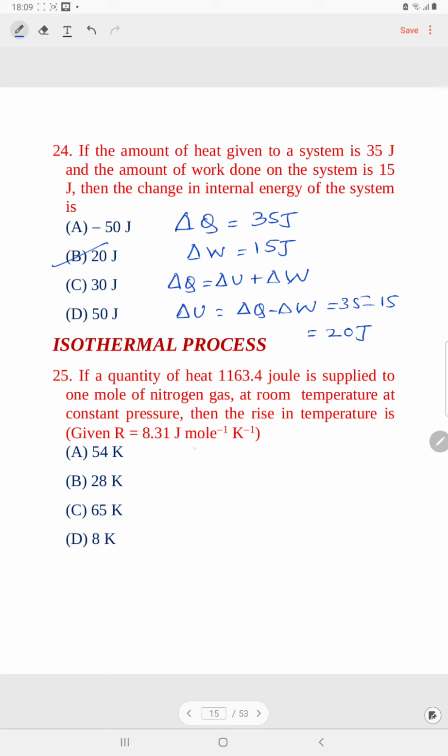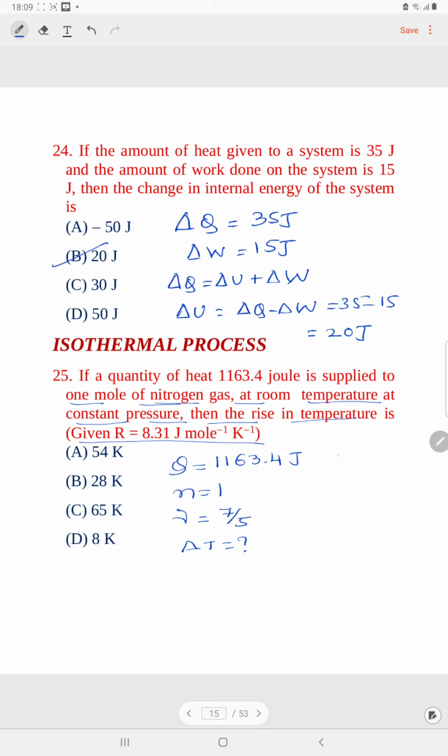If a quantity of heat 1163.4 joule is supplied to 1 mole of nitrogen gas at room temperature at constant pressure, then the rise in temperature is. Students, here the quantity of heat supplied is 1163.4. This is the heat supplied and it is supplied at constant pressure. That is very important. And the number of moles is 1. It's a nitrogen gas. Students, remember nitrogen is a diatomic gas, and for a diatomic gas, gamma value is 7/5. That is very important. And we have to find out the change in temperature, that is delta T.